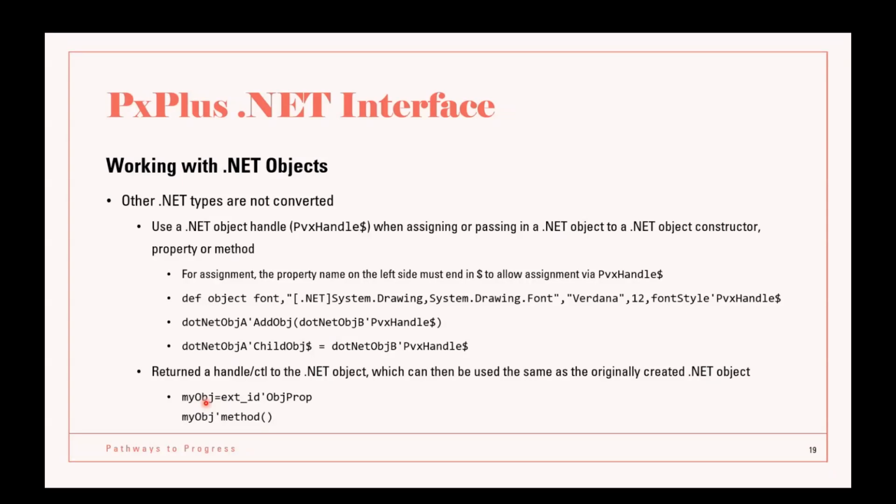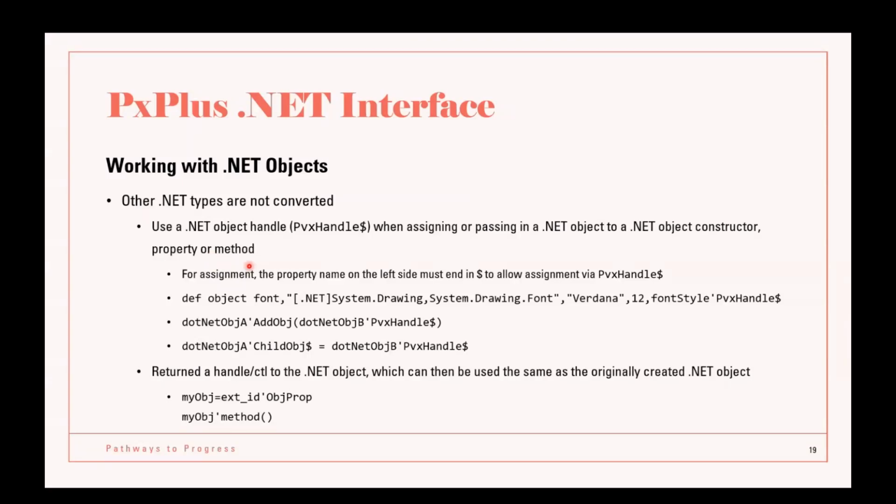Now going the other way, if you need to pass a .NET object into a .NET object, that's where we use this PBX handle $. And this is true whether you are passing in an object as part of one of the constructor arguments, whether you are assigning it via a property, or you're passing it in as an argument for a method.